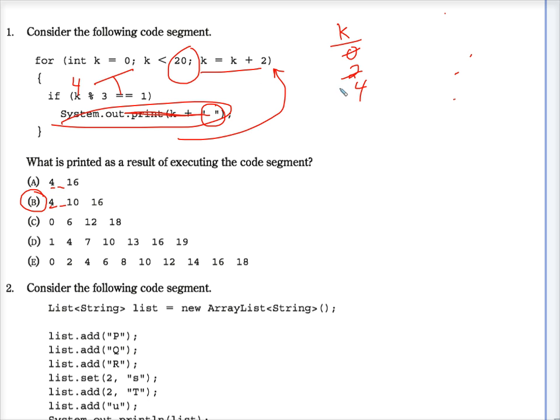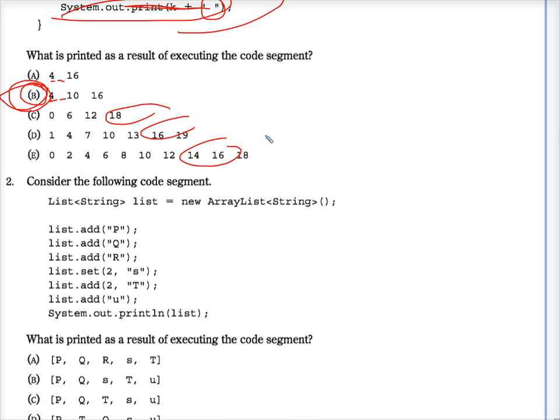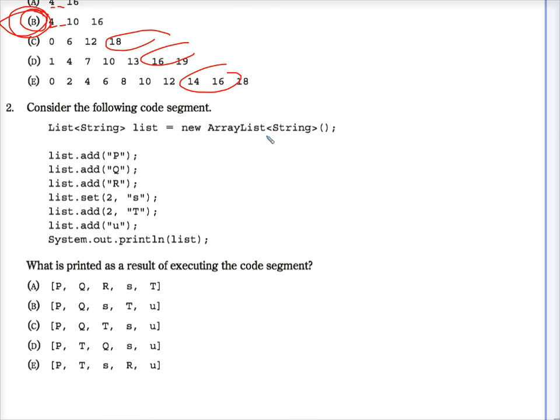We're not up to this 20 yet, but at least I have a fighting chance of guessing one or the other. If you kept going with this, you would see that a 10 prints next and the answer ends up being B. Don't keep tracing to the end of the loop. We're trying to save time here. Okay, question number 2. A good old array list question.